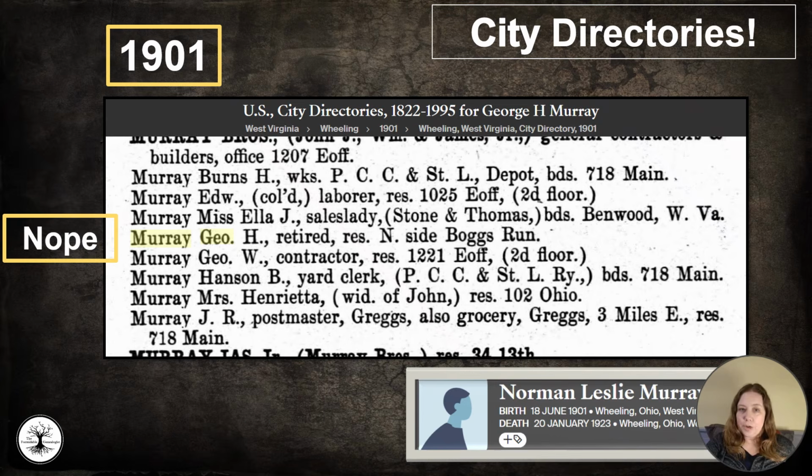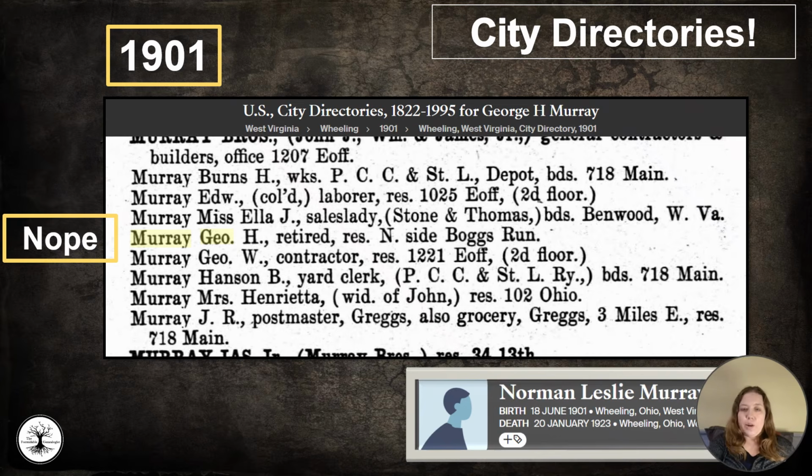1901 is the next directory. Nope, he is not in there. The only George Murray in there is George H., who is retired, and then there's also George W., who is a contractor. And our guy was not old enough to retire and would not spontaneously change careers when he was a railroad conductor, a good job. So he's gone by 1901.